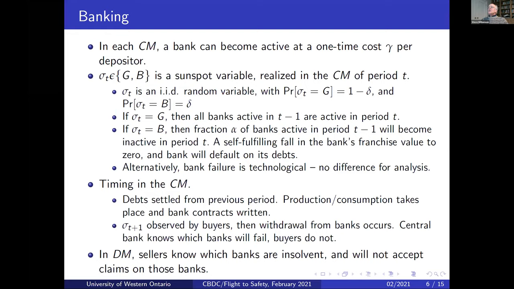Okay, so here's how banking works. We're going to have this cost gamma, which is a one-time entry cost for a bank. And again, the interpretation is you're acquiring a technology that makes your history known. Then, as a result of the entry cost, there's going to be a franchise value for the bank. We'll show where that shows up in the banker's problem later on.